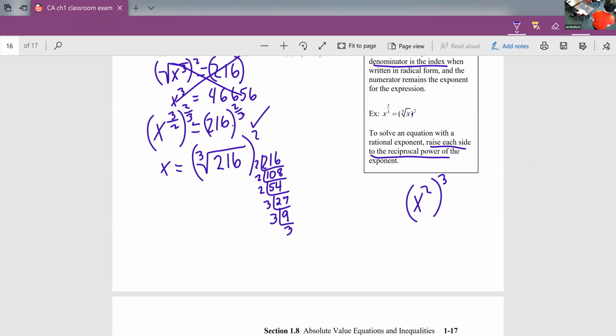Since it's a cube root, I'm looking for how many at a time? 3 at a time. I get 3 2s and 3 3s. This is a perfect cube because what's going to come out and replace my radical? 2 times 3 is 6. X is equal to 6 squared, which is what number? 36. Now, if you've got a calculator, see what 216 raised to the 2/3 power is back up here.